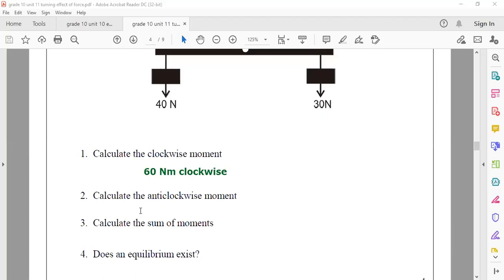Anti-clockwise moment: 60 Newton meters anti-clockwise. So they are equal, right? Yes, sir. You subtract them, how much will the sum come to? Zero Newton meters. Is it going to turn or not going to turn? Not going to turn. Is there an equilibrium? Yes.